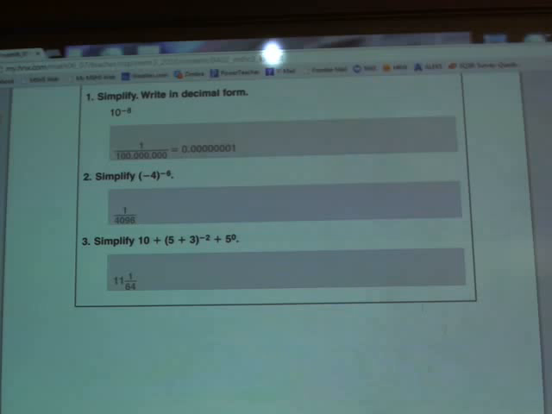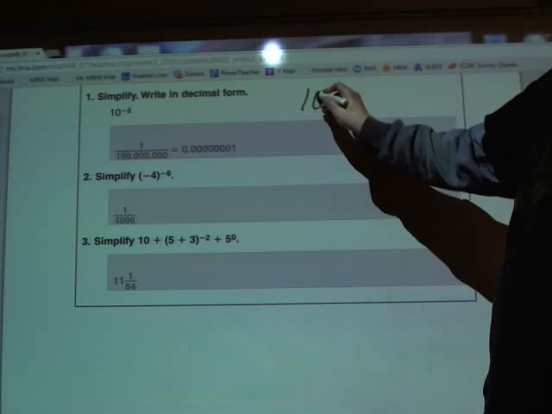All right, let's go ahead and take a look at the check it out examples here. Number 1, they're asking me to simplify 10 to the negative 8. We see the answer, but what we don't see is how they got there. So again, what we want to do is write this as a fraction, 10 to the negative 8th over 1.